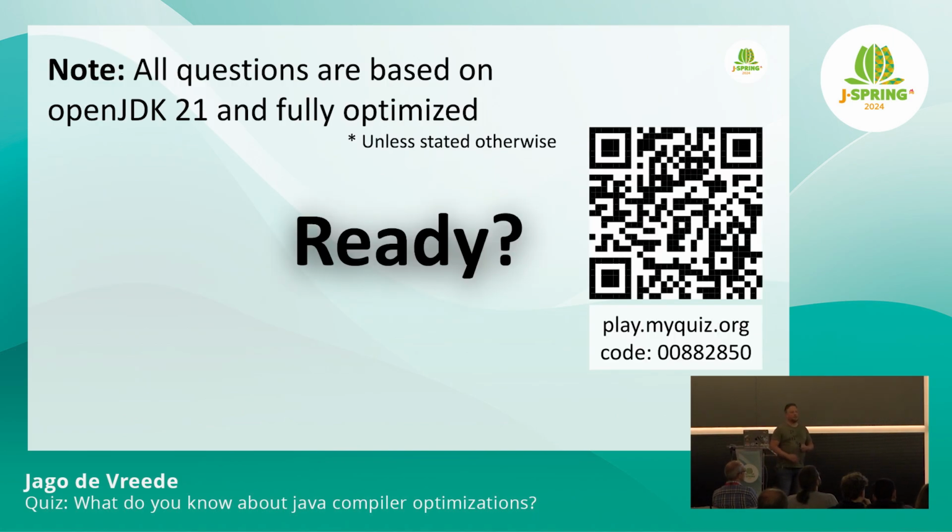So, are you ready? Last time for the QR code. All the questions will be based on OpenJDK 21 and are in fully optimized mode, so in the fully optimized C2 state. That's something you have to keep in mind. Alrighty.